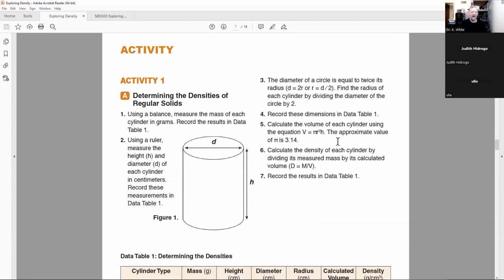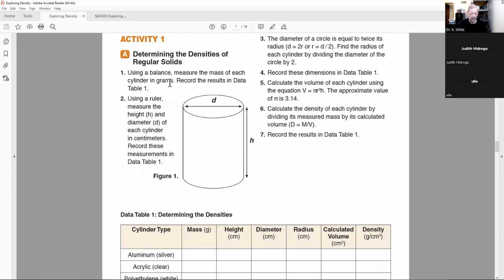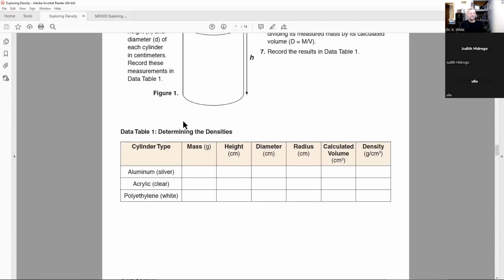All right. Let's look at what you're going to be doing. Part one, activity one. You're going to take each of these small pieces. You'll measure the diameter and you'll measure the height. Now, you'll also measure the weight. If you look at table one, you have the aluminum, which is silver, the acrylic plastic, which is clear, and the polyethylene, which is the white one. And you'll weigh each one. You'll get the height. You'll get the diameter.